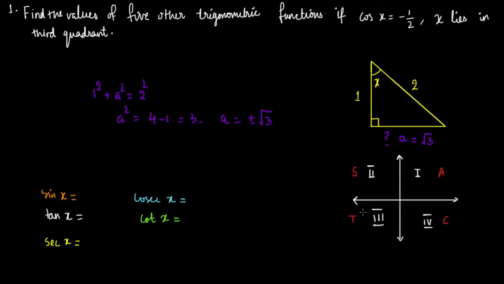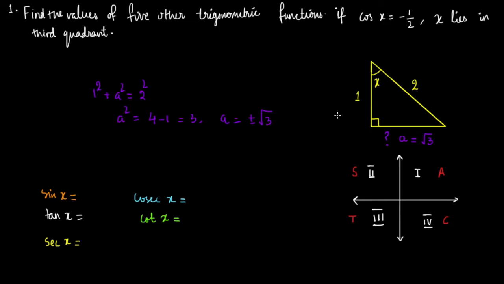Which means x is in this third quadrant. So apart from tan x and cot x, because cot x is just a reciprocal of tan x, apart from these two functions, the values of other functions would be negative in the third quadrant. Okay, so let's just continue writing down the values since we know all the values.